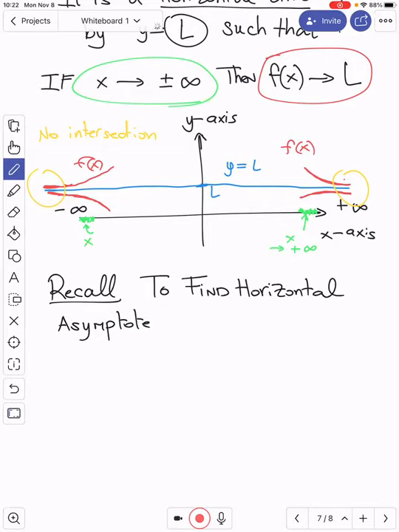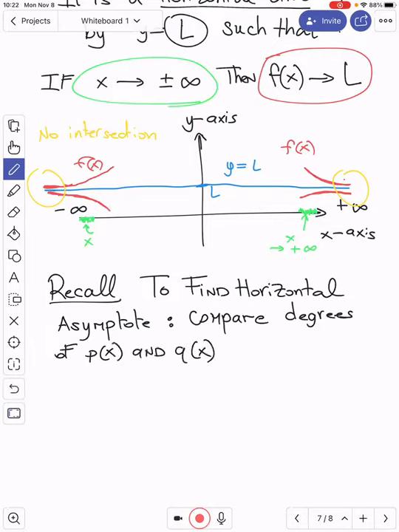Now, to find the horizontal asymptote, you need to compare the degrees of P of X and Q of X. Again, what I mean by degree, guys, is the highest power of X, right? So the degree is the highest power of X. And we're going to have three different cases when you compare the highest power of X in the top and the highest power of X in the bottom.